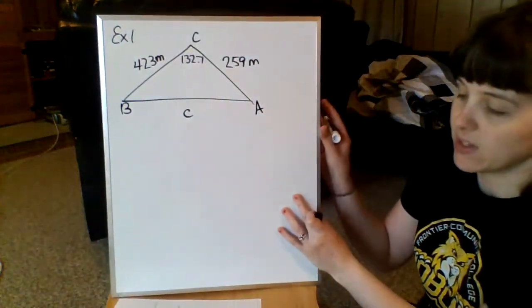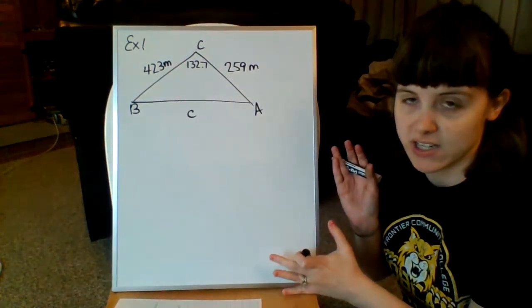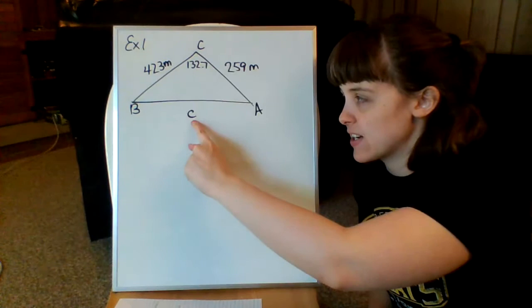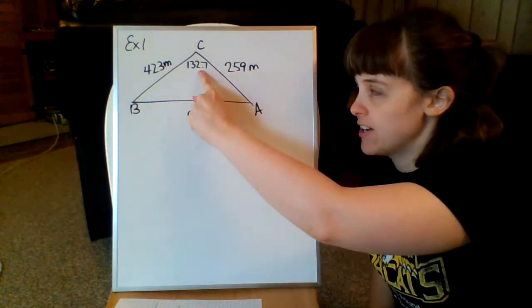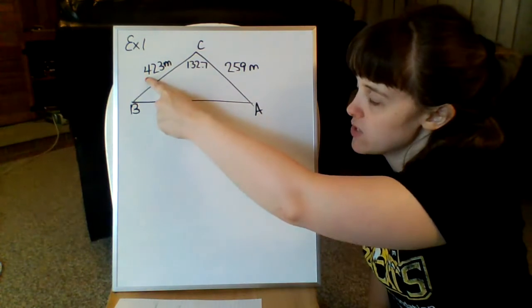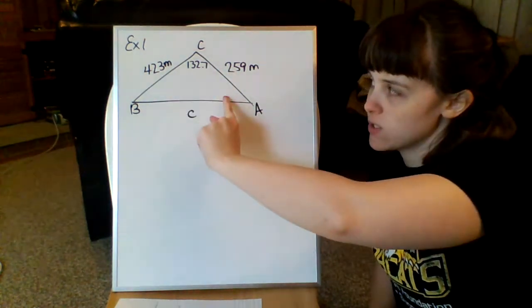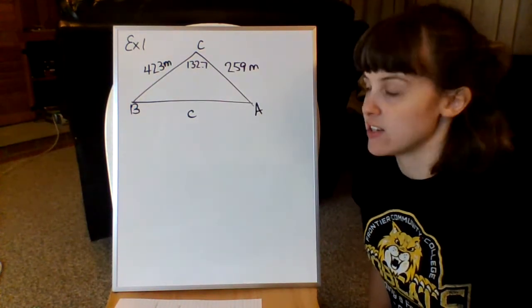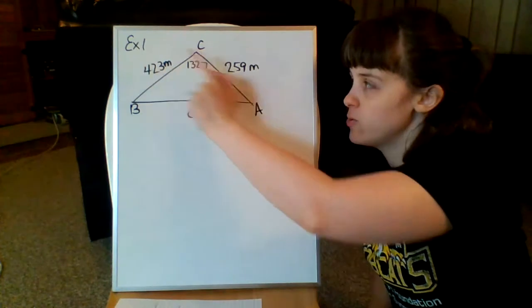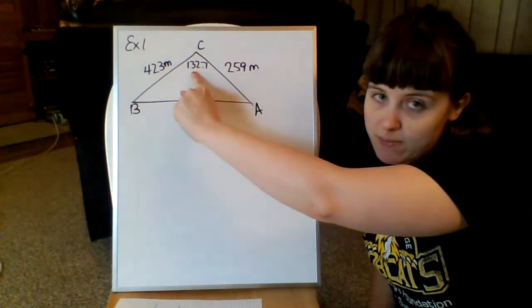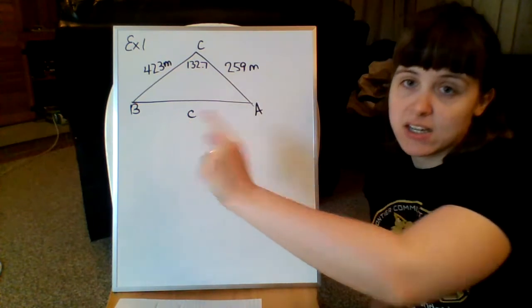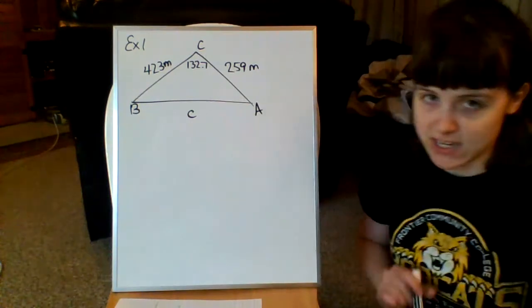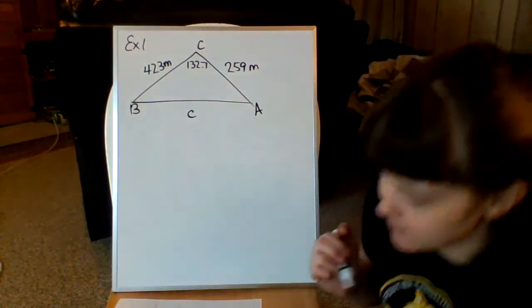Alright, so the way you know if you're going to use law of cosines or law of sines is, well, first off, we're trying to find this side. I have the angle opposite it, but you notice I have these two other sides. I don't have any angles opposite those sides, so I couldn't really use law of sines on this. And law of cosines is for when you have two sides and the angle between them, and you're trying to find this side. Okay, so we're going to use law of cosines. I'm trying to find side C, so here we go. This is how you set it up.